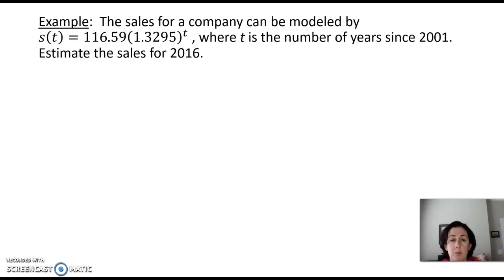Let's do some application problems of exponential functions. The sales for a company can be modeled by S of t equals 116.59 times 1.3295 raised to the t, where t is the number of years since 2001. Let's estimate the sales for 2016. So t is the number of years since 2001.